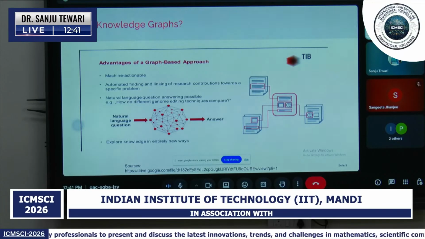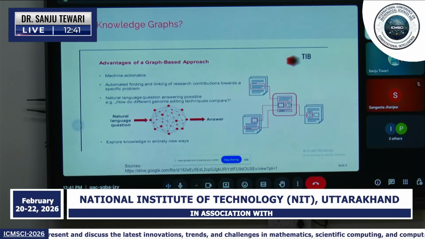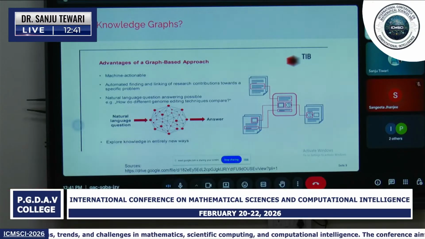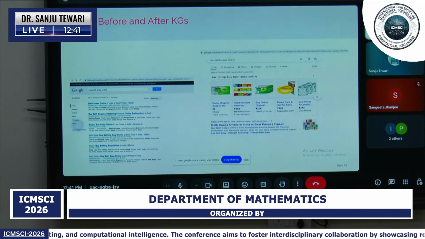So basically, we are making the query in natural language, and we are getting an answer in a specific, structured form, not in the form of links or detailed text. I already explained it. Now I move here.